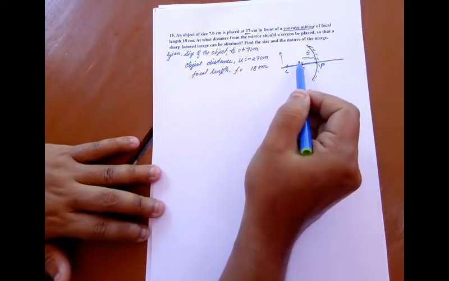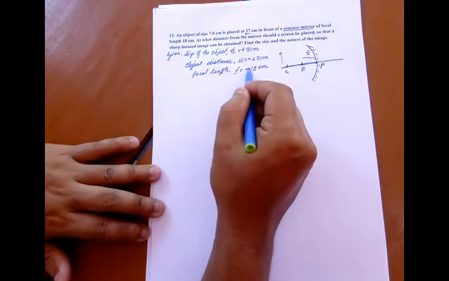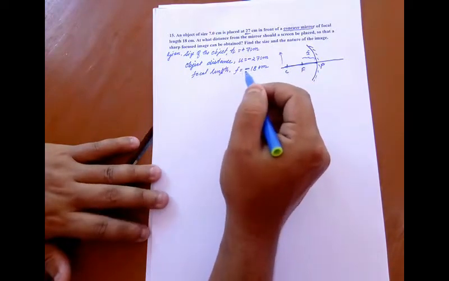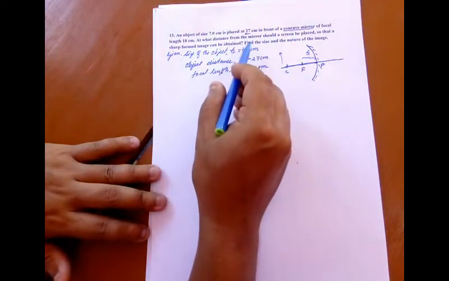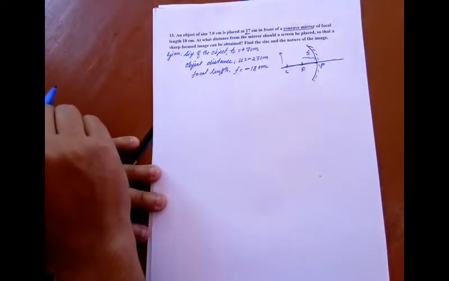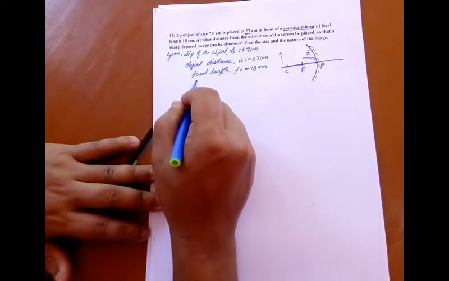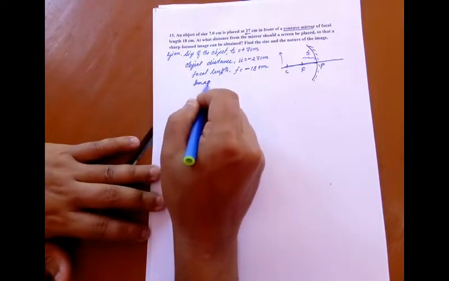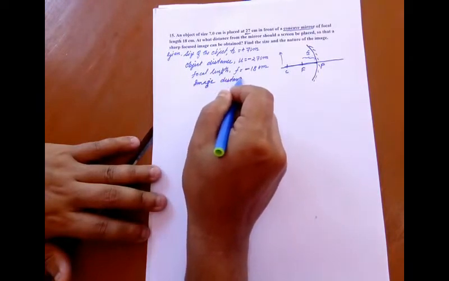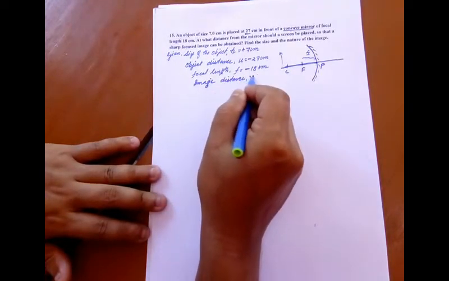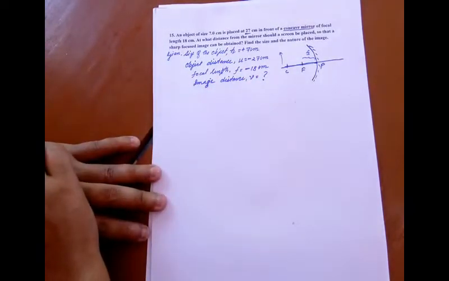It will be in the negative x direction. So since it is in the negative x direction, once again it will be minus. So that is all that is provided to us. So what we need is the distance of the image. Image distance we take as v. We don't know v, so we'll give it as a question mark.